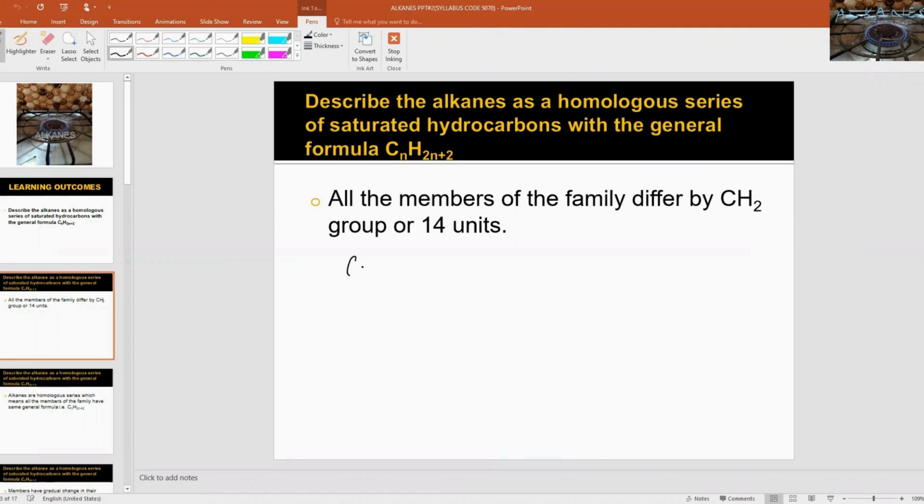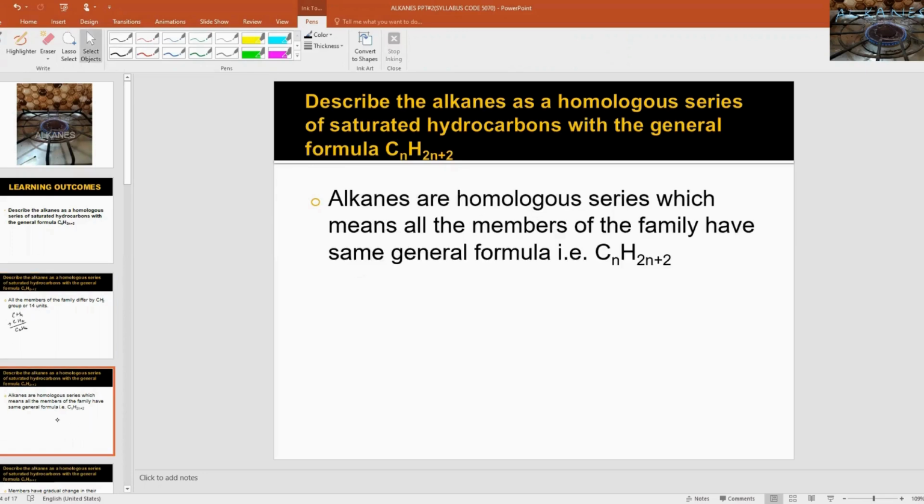CH4 is the first member. You can easily predict the formula of the next member by adding CH2 in this way. The formula will be C2H6. All the members of the family follow the same general formula, which is CnH2n+2.